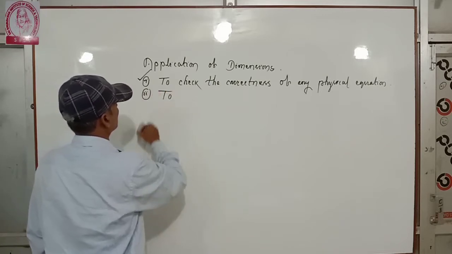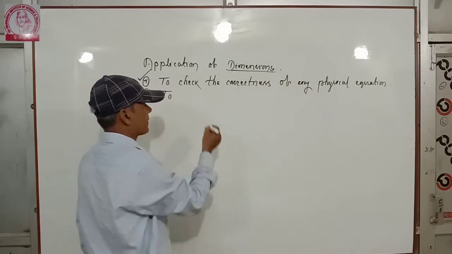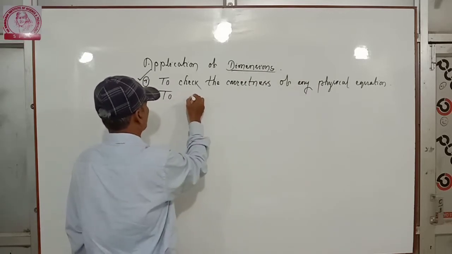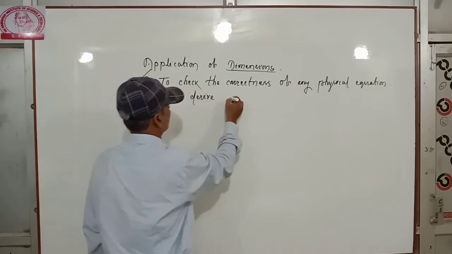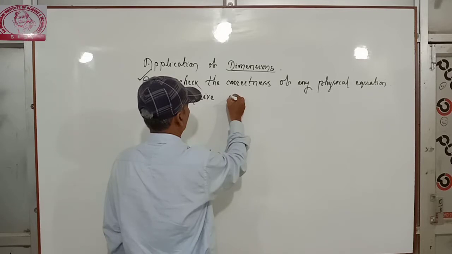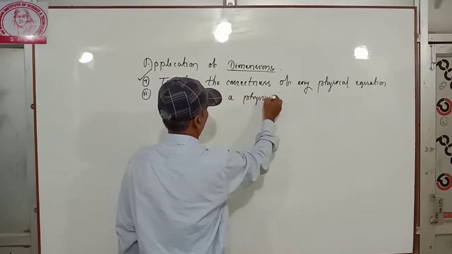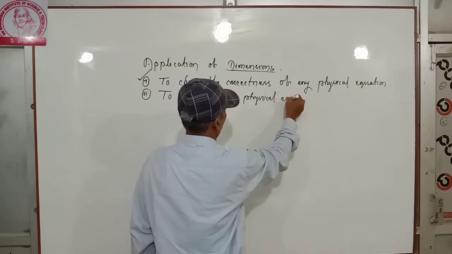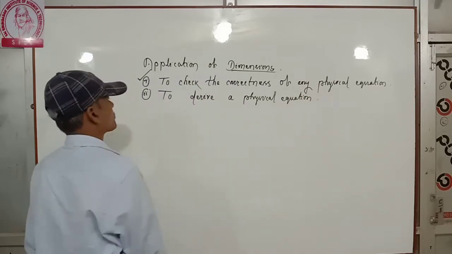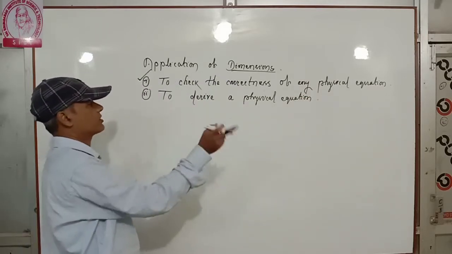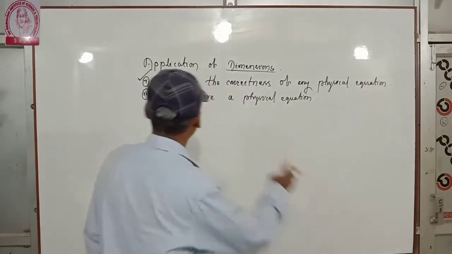Dimensions are used to derive a physical equation. So now we will study how to derive a physical equation using dimensions.